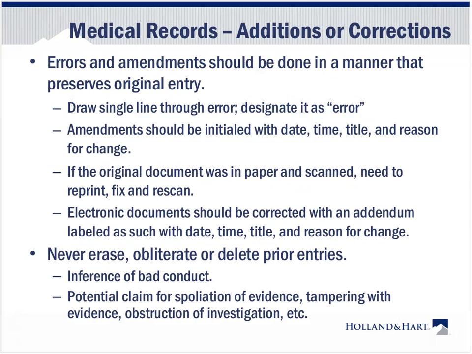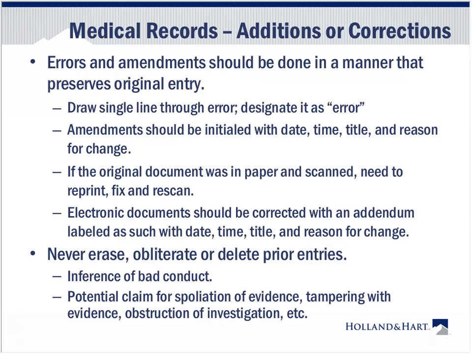Errors and amendments should be done in a manner that preserves the original entry. We don't want to obliterate or remove the original entry. Instead, if it's a paper record, draw a single line through the error and designate it as error. The amendment should be initialed with the date, time, title, and the reason for the change. If the original document was in paper and then scanned, as we talked about earlier, then you need to reprint the original document, fix it, and rescan it.